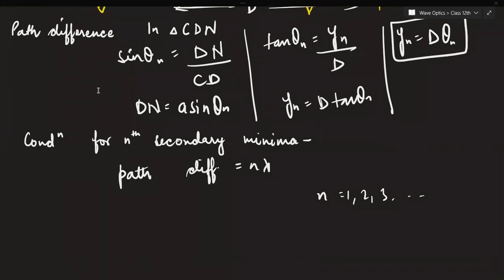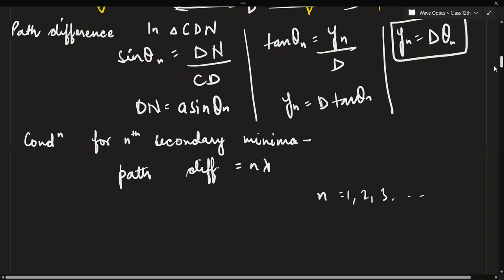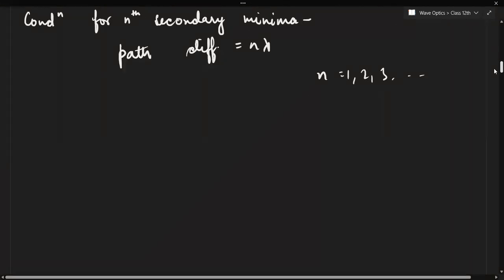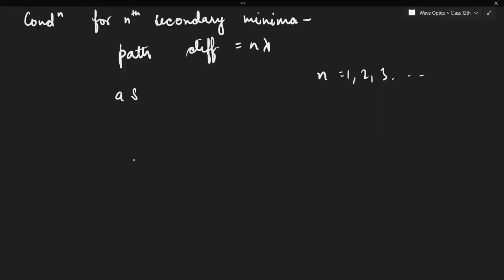See, the condition for nth secondary minima is that the path difference is n lambda. This minima in diffraction is similar to bright fringes that we study in interference, Young's double slit experiment. Here we have single slit only in diffraction. So path difference for minima is exactly the same as what you have studied for bright fringes. So path difference will be n lambda. Now see a sine theta, which we have calculated. This becomes equal to n lambda.